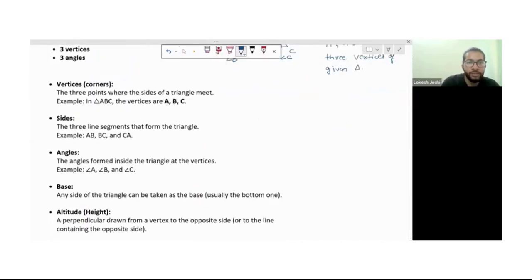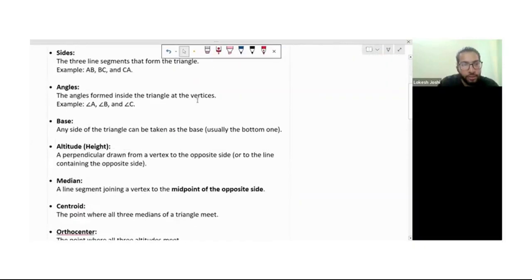Now the same thing is written there, which I have already explained. Vertices, they are the corners, okay, and the sides, they are the line segments that form the triangle. Angles we have also done, they are formed inside the triangle at the vertices. Now this thing, base. Okay, so what is the base of the triangle? So let me draw one triangle there.